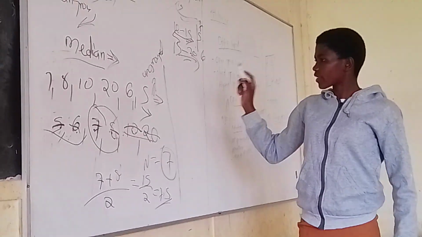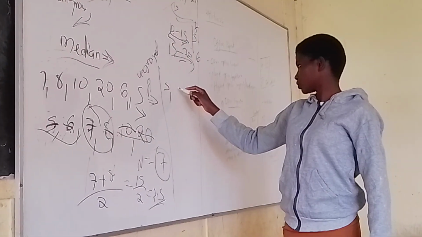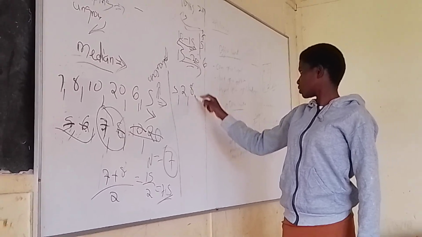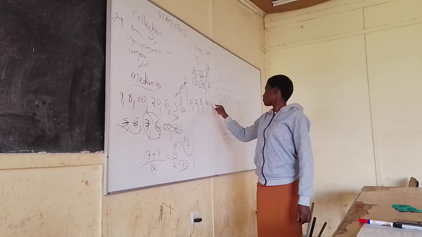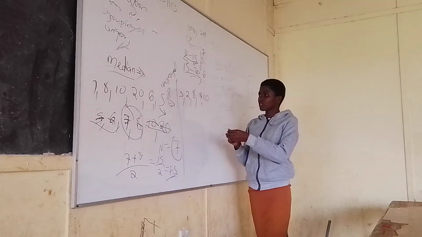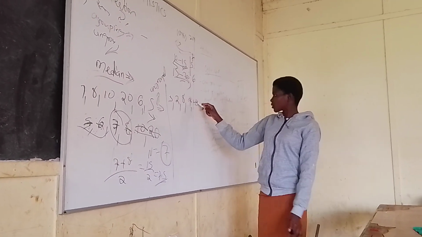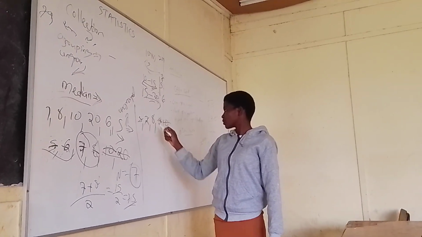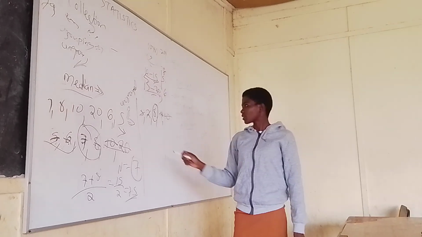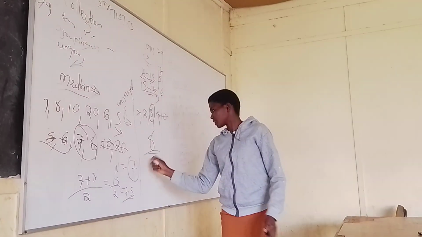Then another example. This is another example. So you also have to cancel the last number and the first. Then you will remain with 8 in the middle. So that 8 is the median.